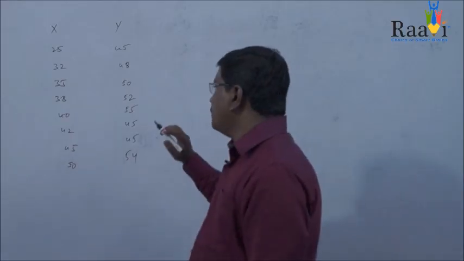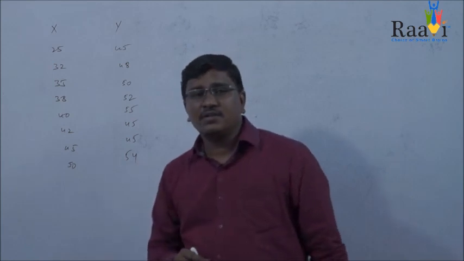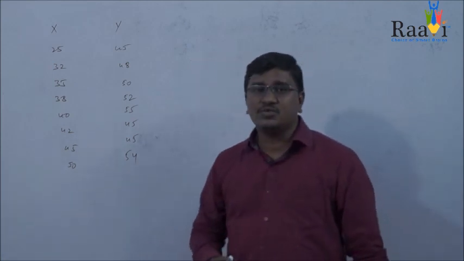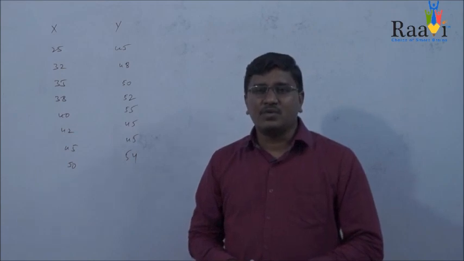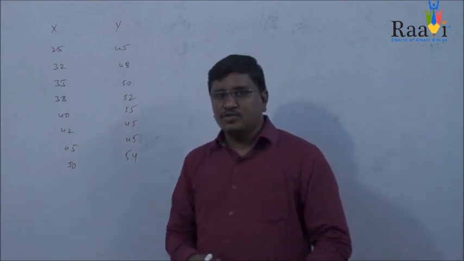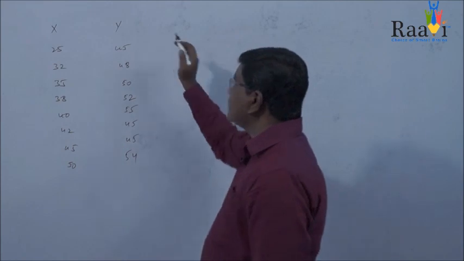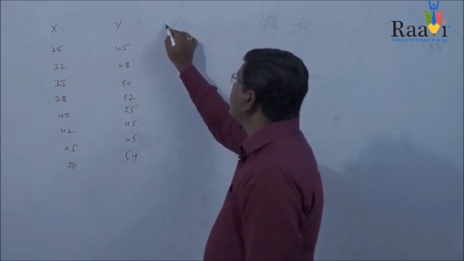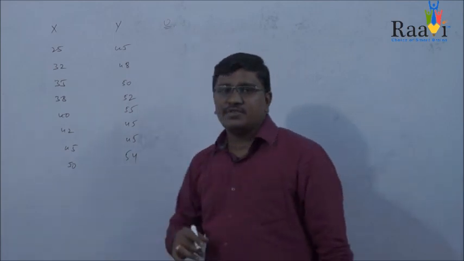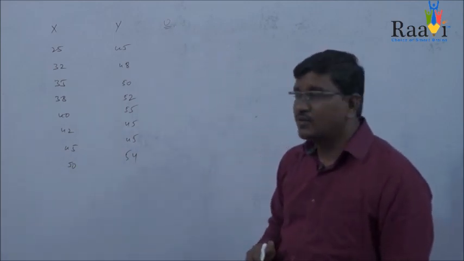So now by using the information of these two variables X and Y, we are going to calculate the Karl Pearson coefficient of correlation. For this, first we should calculate the U value.